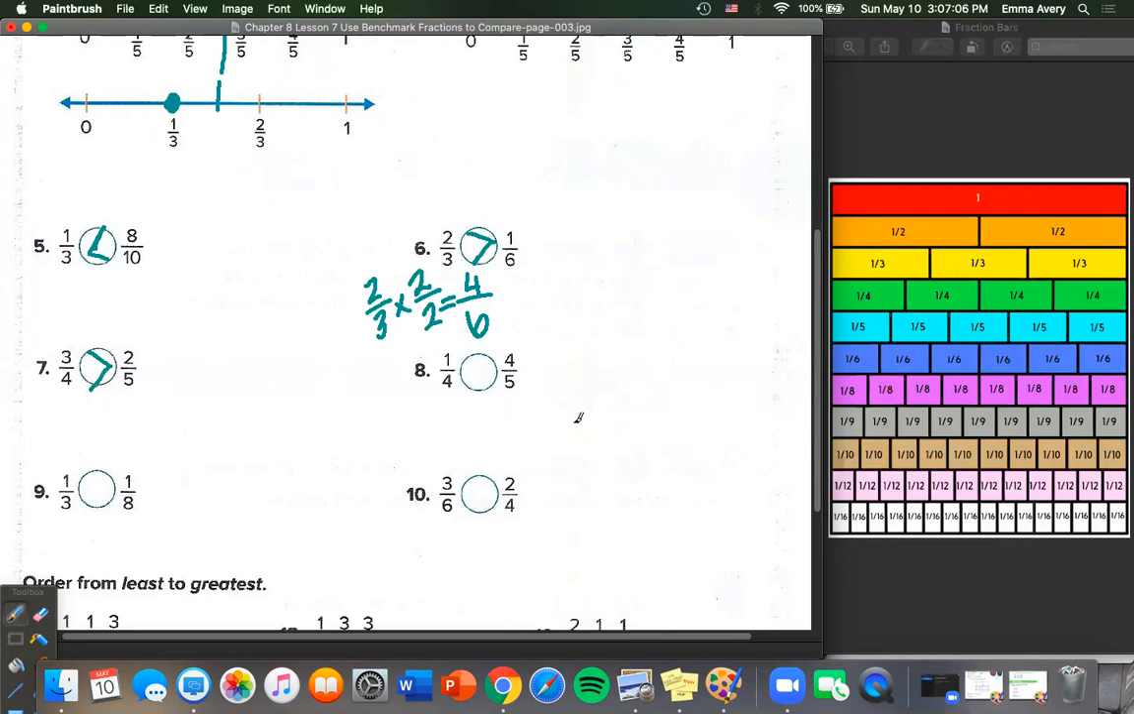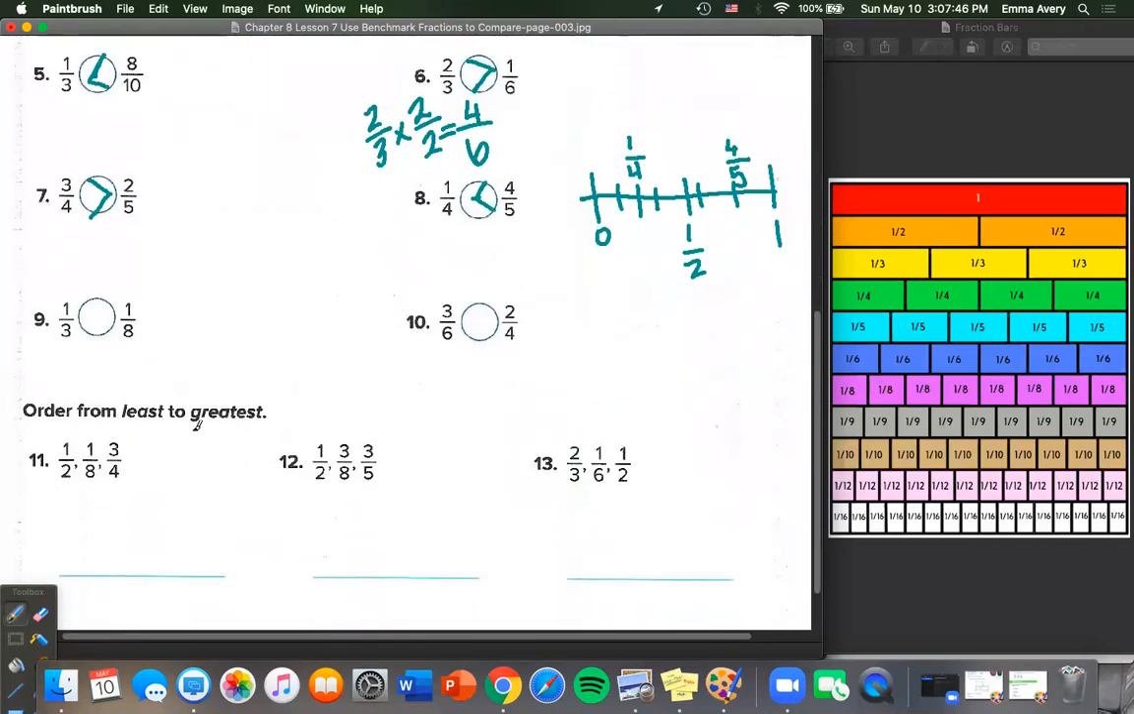Now we have 1/4 and 4/5. Well, if we had a number line, like they're showing us up there, we have 0 and 1 and 1/2. Well, our 1/4 would be over here, and we have 1, 2, 3, 4, 5/5. This would be 4/5. So which one is bigger? 4/5 is greater than 1/4. That's another way we can do it if we don't have our fraction bars with us.